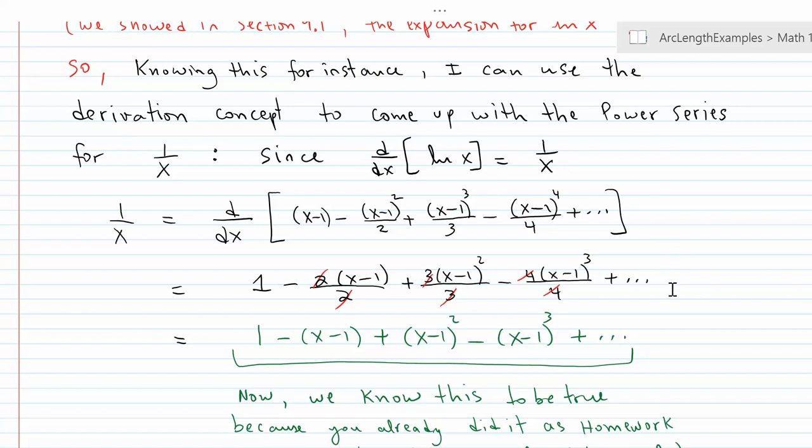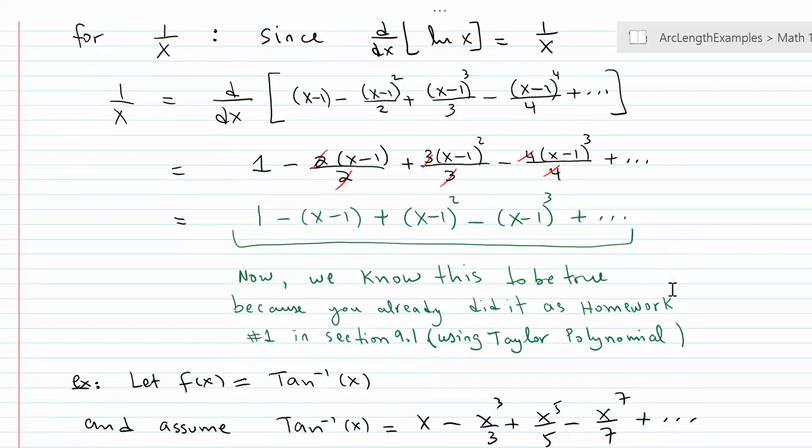Pretty straightforward, I hope. All right. And also, the number one, the first homework assignment in section 9.1, if you go back and look at your homework, you actually proved that 1 over x using Taylor expansion around c equals 1 was, in fact, this was your answer when you did Taylor polynomial expansion. So here we are proving that this is, in fact, the same answer, but using a different method.